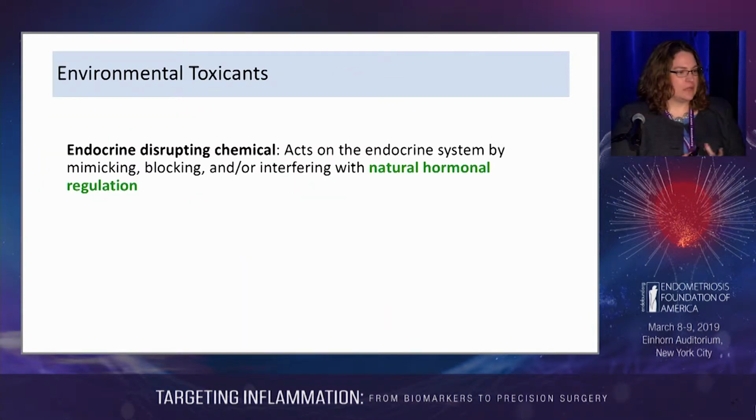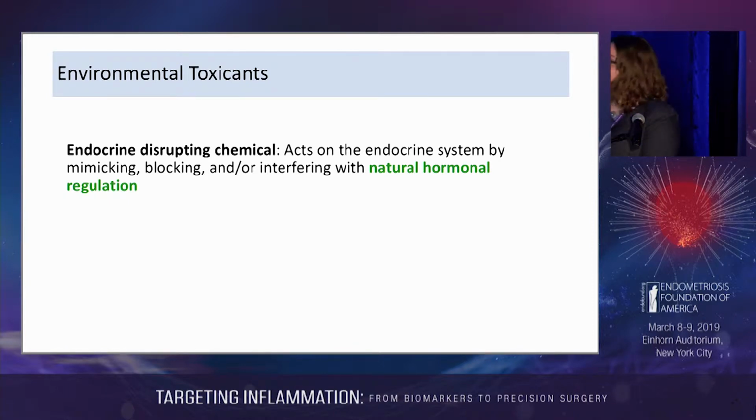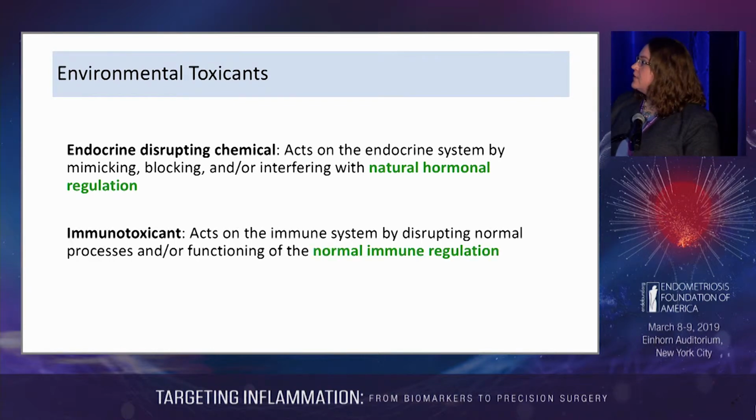So probably not all of you think about environmental toxicants all day like I do, so I wanted to give you a little bit of a definition. We think about endocrine disrupting chemicals and how they act on the endocrine system by mimicking, blocking, and/or interfering with a natural hormone system. And secondly, thinking about immunotoxicants. These are chemicals that act on the immune system by disrupting the normal processes and functioning of normal immune regulation.